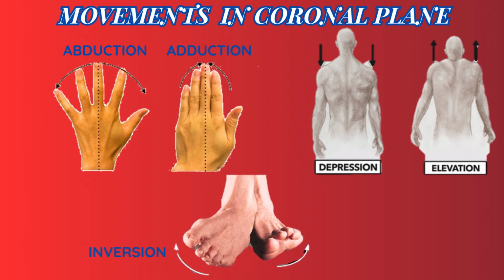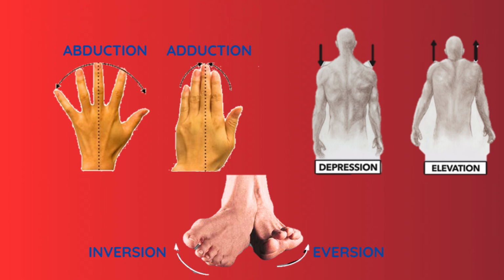Inversion of the ankle, the sole of your foot turns inward toward the midline of the body, a component of supination. Eversion of the ankle, the sole of your foot turns outward away from the body's midline, a component of pronation.